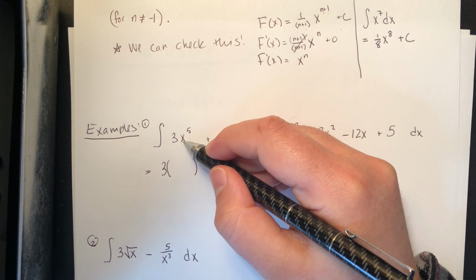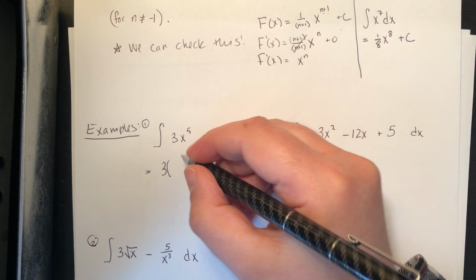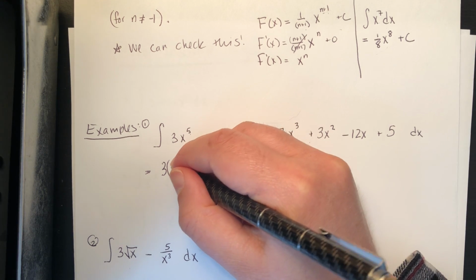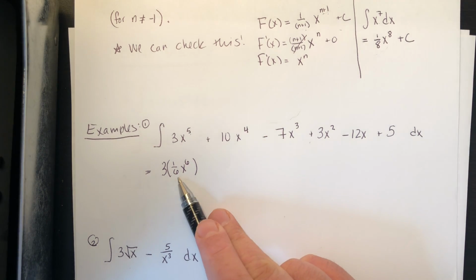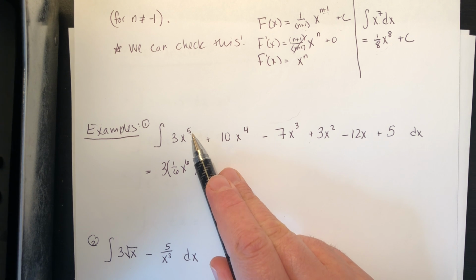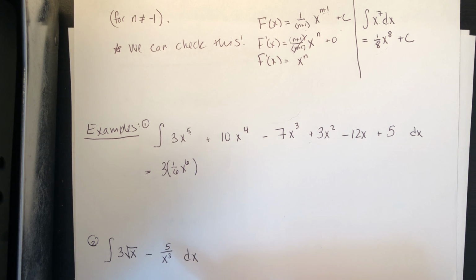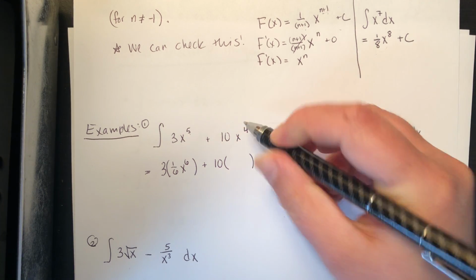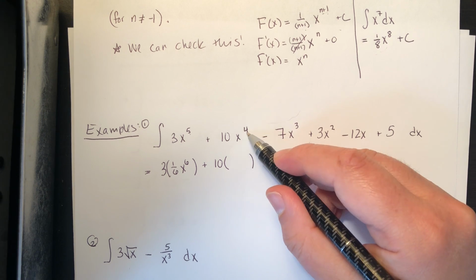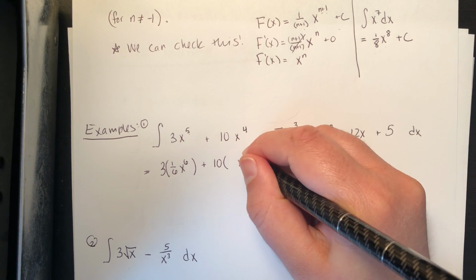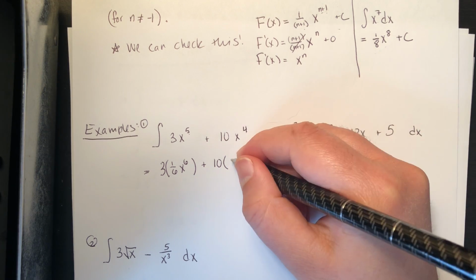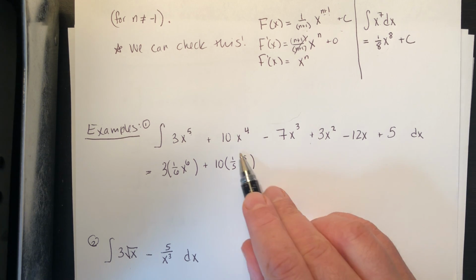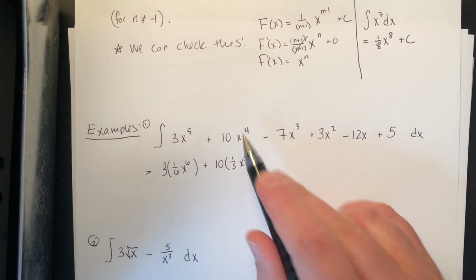According to the power rule, I need to increase the exponent by 1, so that'll be x to the 6th. And then I also need to multiply by 1 over the new exponent. 1/6 x to the 6th is the antiderivative of x to the 5th, and the 3 just comes along for the ride. Do the same thing for this next term here. Keep the 10 on the outside for now, and take the antiderivative of x to the 4th. We need to add 1 to the exponent, so that'll be x to the 5th power, and then we need to pull out a factor of 1 over the new exponent out front, so 1/5 here. And you can check the derivative of 1/5 x to the 5th is indeed x to the 4th.